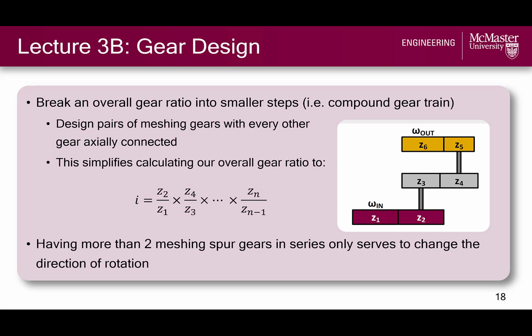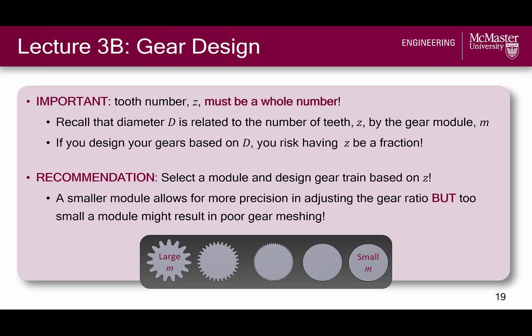The reason that it's suggested to use the number of teeth in gear train design is so that it can be ensured that all gear teeth are whole numbers. Remember that D and Z are related via the module, so if we design our gear train using diameters, we are automatically specifying the number of teeth as well, and we risk having these be fractional values. For this reason, a strong recommendation for gear train design is to set a module and then go ahead and design the gear train based on the number of teeth, so that you can ensure all your gears have a whole number of teeth, and then you can calculate your gear diameters according to the formula D equals M times Z.